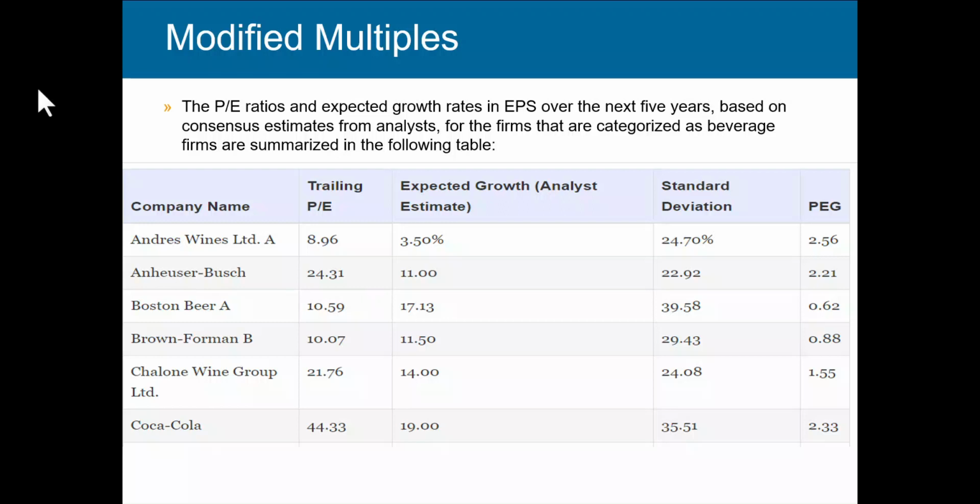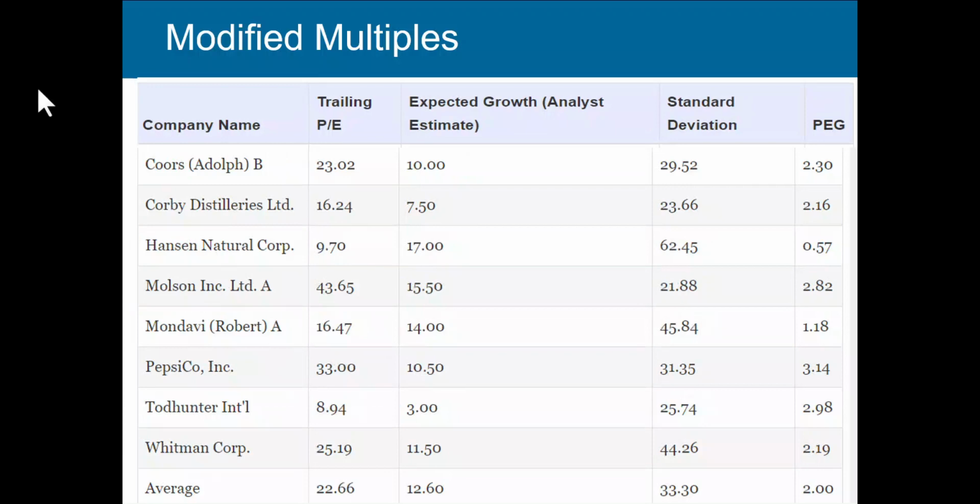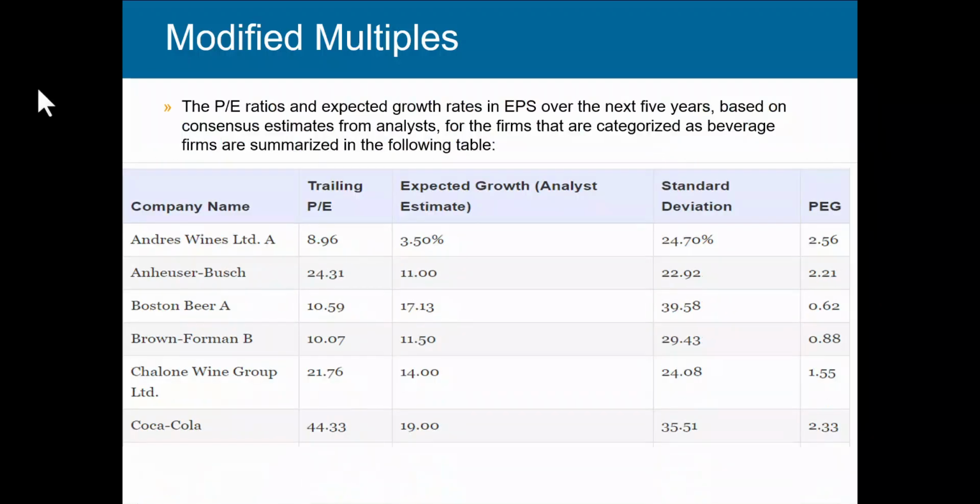So look at these companies, for example: Andre Wines, Bush, Boston Beer, Brown Forman, Coca-Cola, and then the list goes on. These are all companies in a similar kind of industry. Now some numbers are given. The first one is the trailing P ratio. We always look at the trailing P ratio, the last 12 months, which is more important.